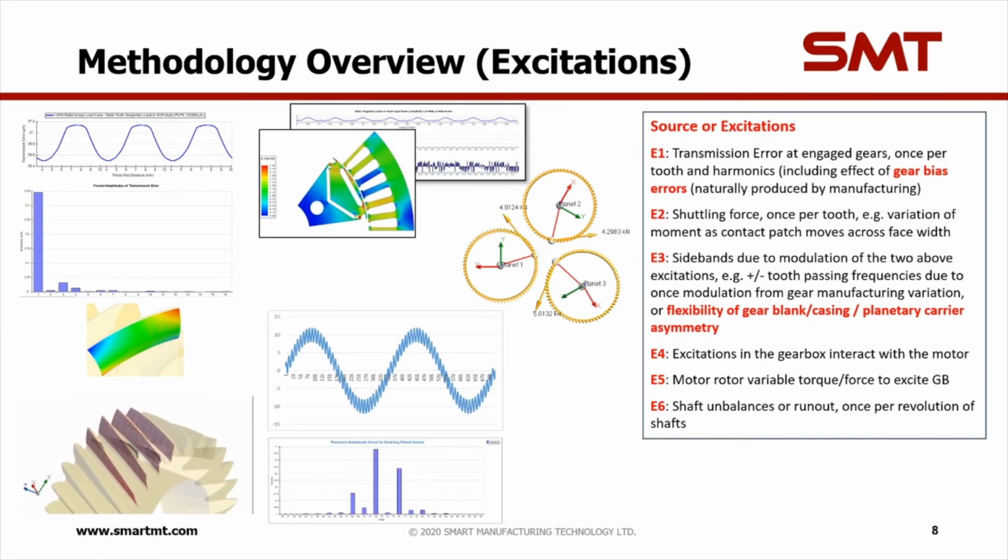As part of our modelling, we look at a number of different sources of noise or excitations. The most common one is transmission error. We'll simulate the transmission error as you roll through the gear meshes and you get your peak-to-peak TE, but the actual excitation is calculated by the FFT of that to break down the frequency at the tooth passing frequency, the first order, and then its higher order components.